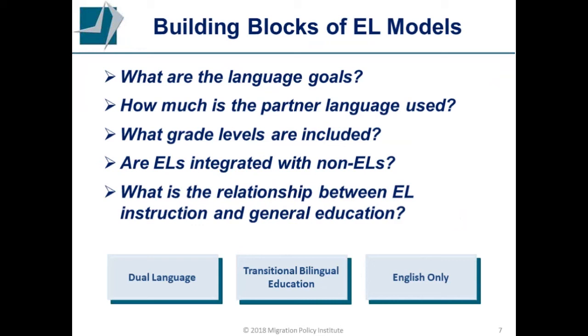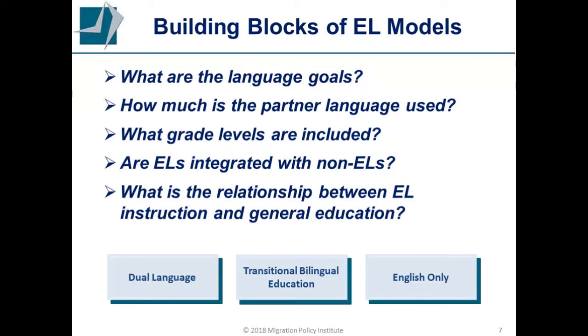These programs generally start in pre-K or kindergarten and go to at least 5th grade, although many programs extend through middle and high school. Some dual language programs enroll only English learners, some enroll only native English speakers learning a foreign language, and some enroll a balanced number of the two groups.